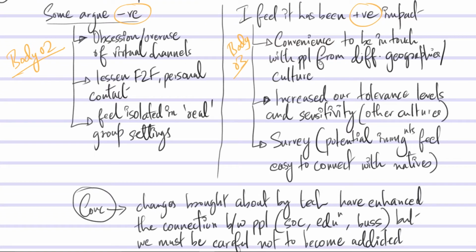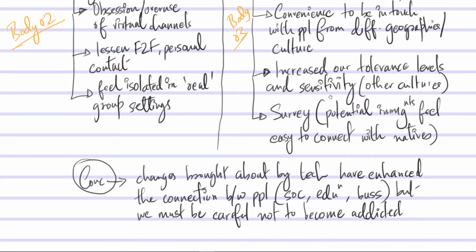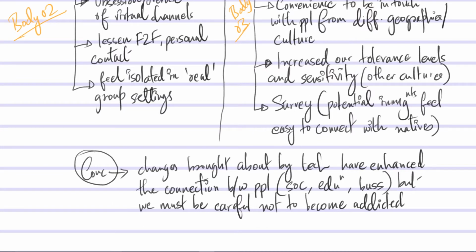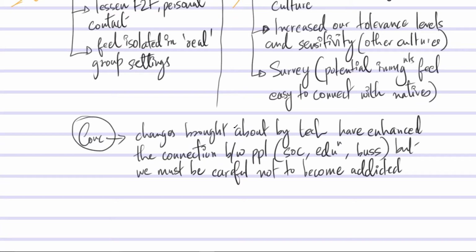And it's talking about convenience, an increase in sensitivity and tolerance for separate cultures, for distinct cultures, and finally a reinforcement given by an example of a survey where potential immigrants felt the modern day communication platforms made it easy for them to bond with natives or native people. Finally, the conclusion: they have enhanced the way we connect with people in social, educational, business, but we must be careful not to become addicted.